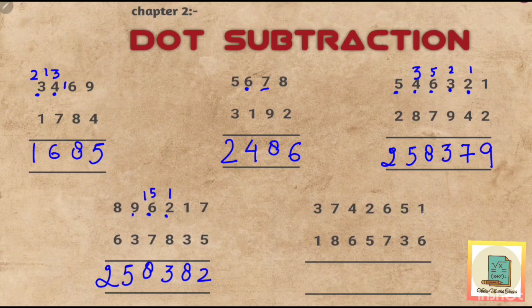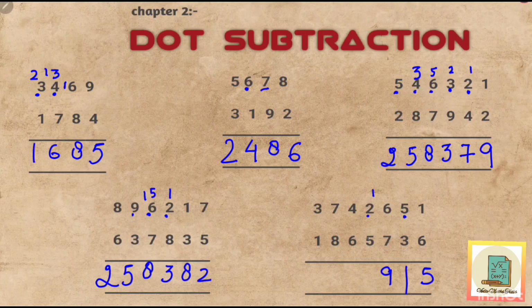So here 1 is smaller than 6, so put a dot under 5 and it will be assumed as 11. 11 minus 6 gives you 5. 5 with the dot below will be assumed as 4. 4 minus 3 gives you 1. Now 6 is smaller than 7, so put a dot under 2 and it will be assumed as 16. 16 minus 7 gives you 9. Now there's a dot below 2, so it will be assumed as 1.